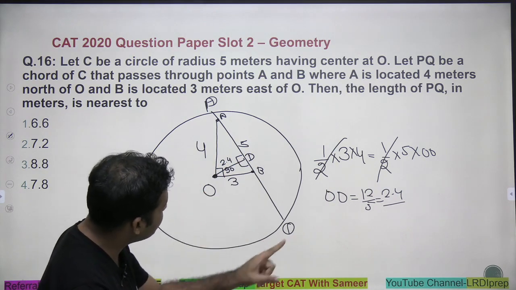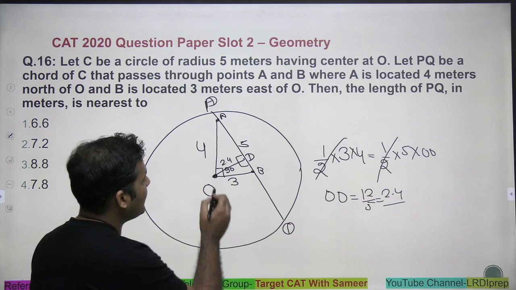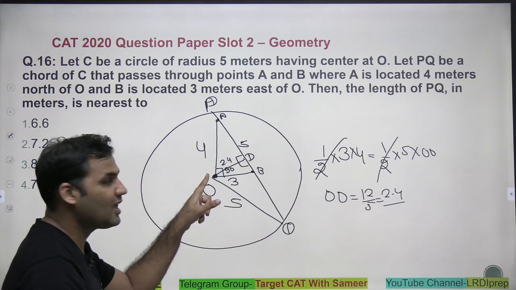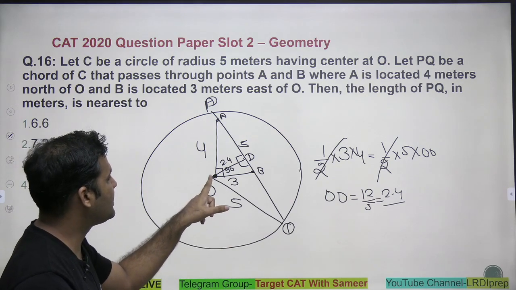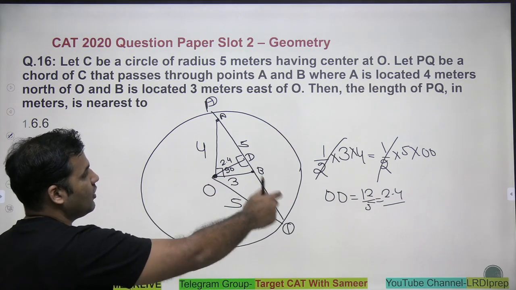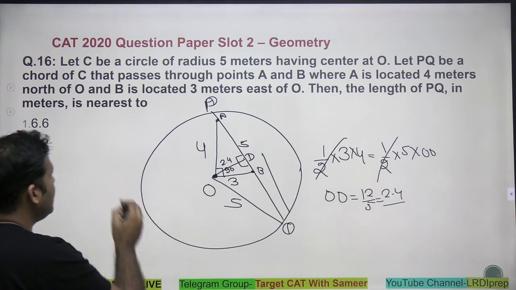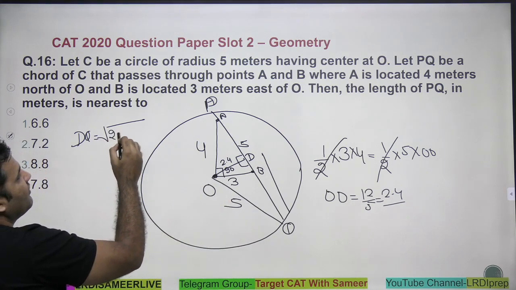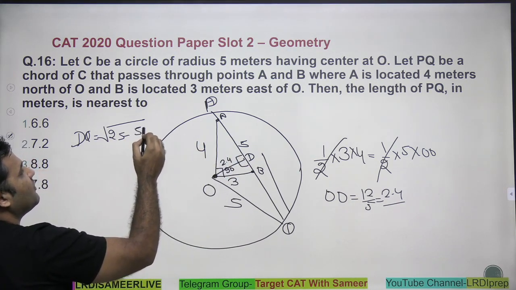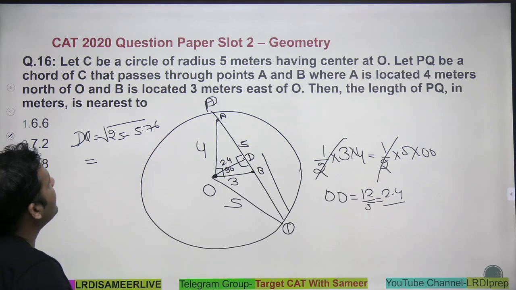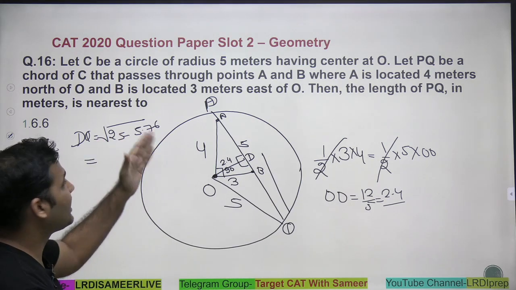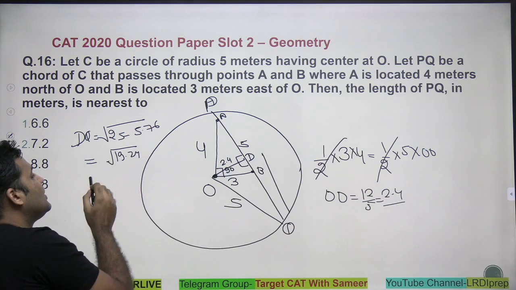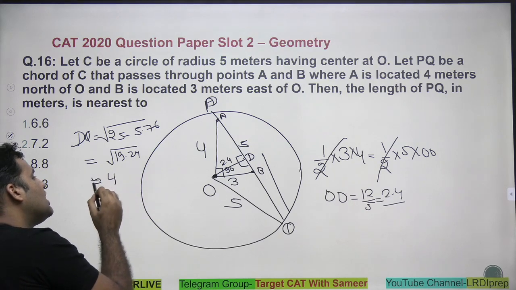What I need is to find out the length of PQ, so I can see that the radius of the circle is given to me as 5. Now can I apply the Pythagoras theorem in triangle ODQ? In triangle ODQ, the length DQ would be equal to the square root of 5 square, that is 25, minus 2.4 square, that is 5.76. So this would be equal to 19.24, which you can see is approximately equal to 4.4.